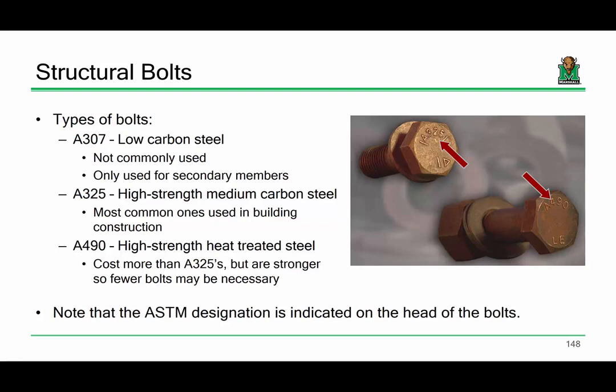And so, which one do you use? I mean, it depends. If you used A490 bolts as opposed to A325, you're using fewer bolts, but they cost more. So where's the trade-off? Well, it depends on which one's more expensive. Steel prices can vary, so it depends. So I would say you need to assess both.